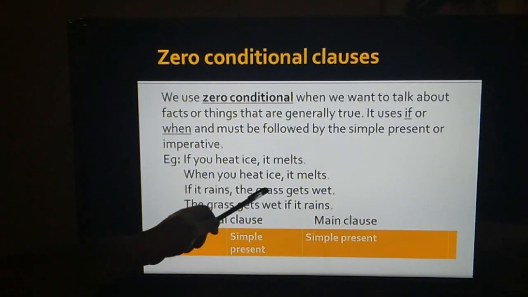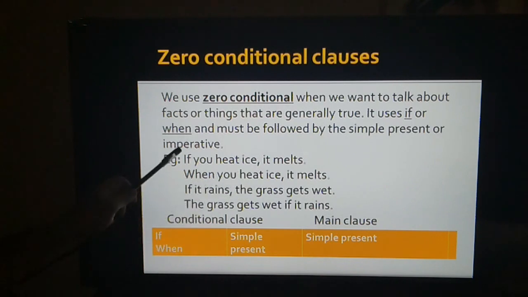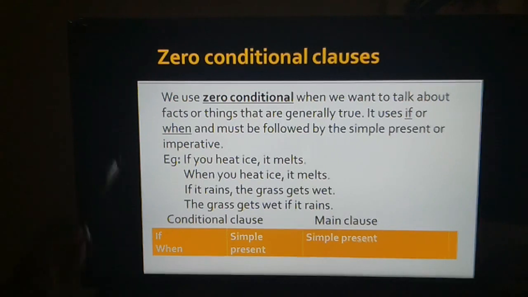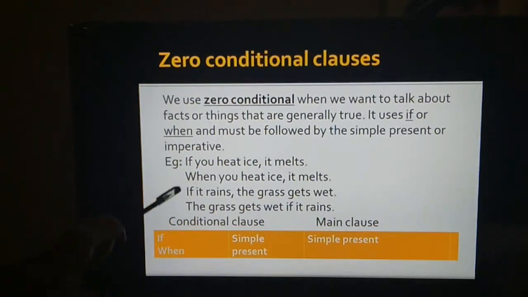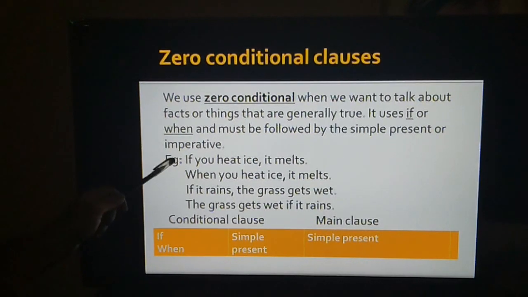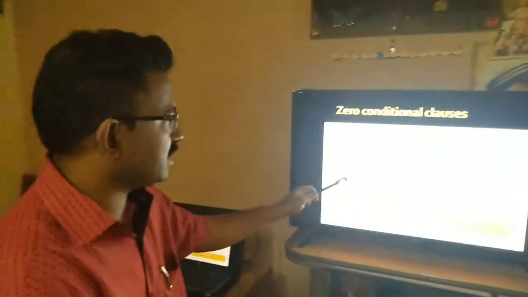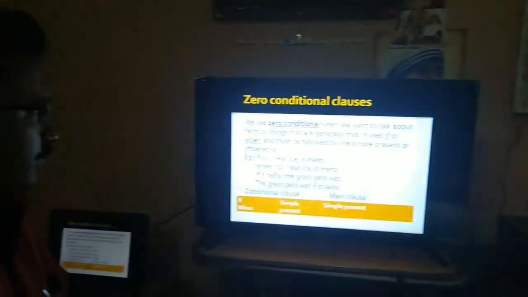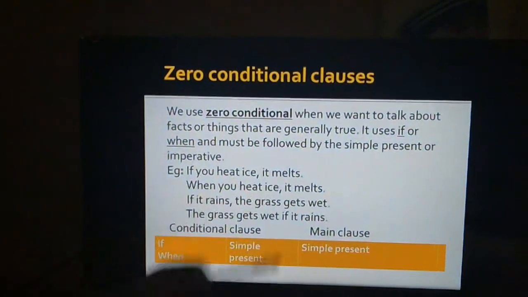When you heat ice, so here instead of if we have used when. That is a possibility in a zero conditional clause. We can use when in the sense of if. Instead of if we can use when, and it is still a conditional clause. When you heat ice, it melts.